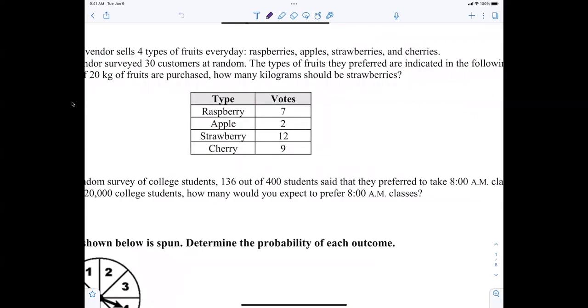12. Well, first of all, remember, even though they told us, the important part was to know the total was 30. All right, the total is 30. So how many picked strawberry as their favorite? 12 out of how many? 30. 12 out of 30. Now I know 20 kilograms doesn't seem like a lot, but that's how much you're purchasing at your store. So how many kilograms?